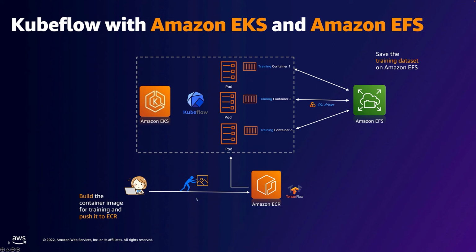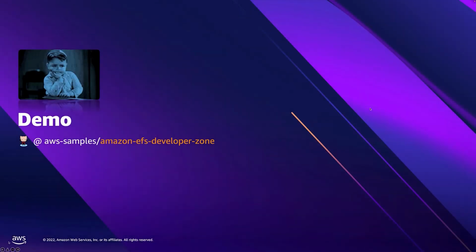For our training job, we are going to build an image and push it to ECR, which is our container registry, kind of like Docker Hub, but within AWS. Then we will start the training job on our EKS cluster using Kubeflow, and it is going to pull the image from ECR and run the training job on the training dataset, which is saved in EFS. Okay, so let's jump into the demo and see it all in action.